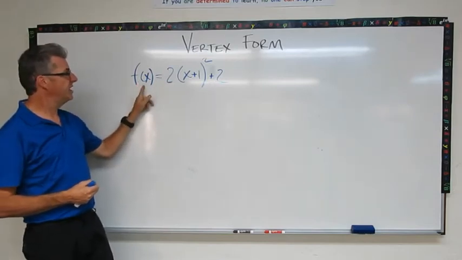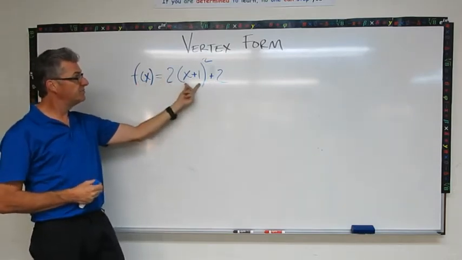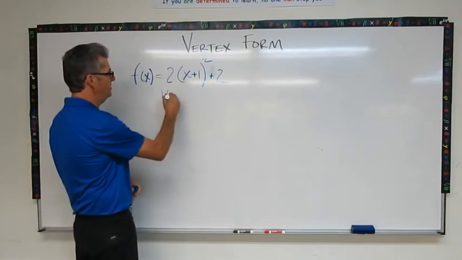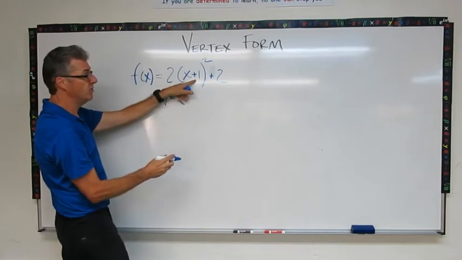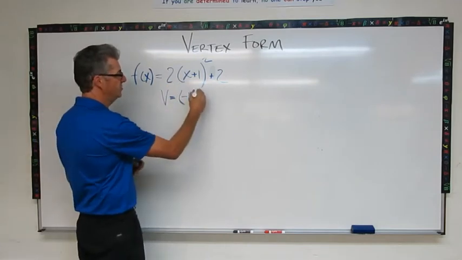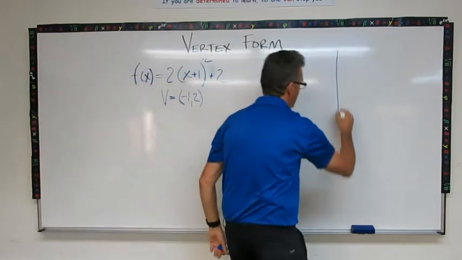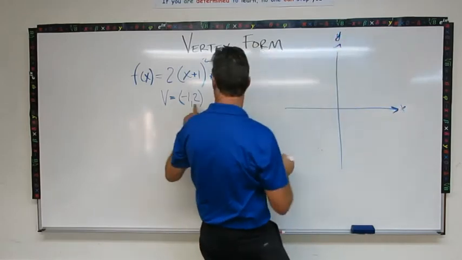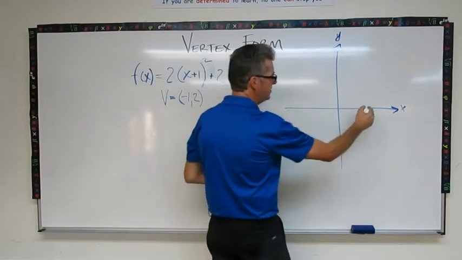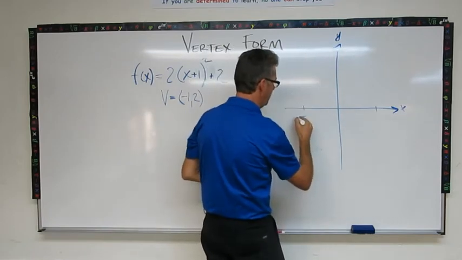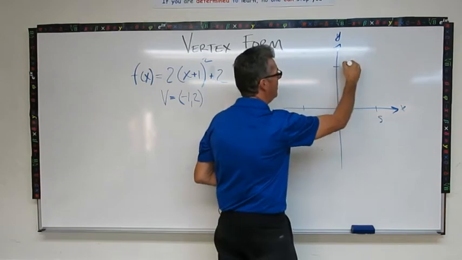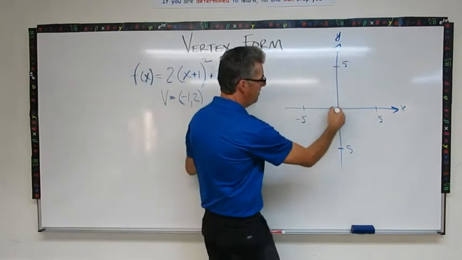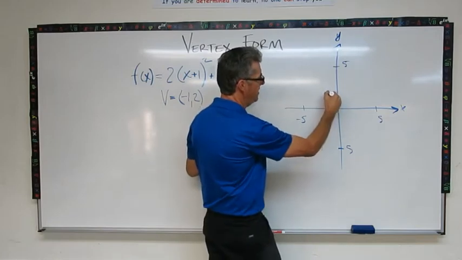Notice how this function, f of x equals 2 times (x plus 1) squared plus 2. So let's take a look at our vertex first. Our vertex is going to be, change the sign of the x-coordinate, minus 1, 2. Let's get that on our graph. I'm going to scale my axes. Let's do it by 5s. Minus 1, 2. Minus 1's about there, 2's about there.